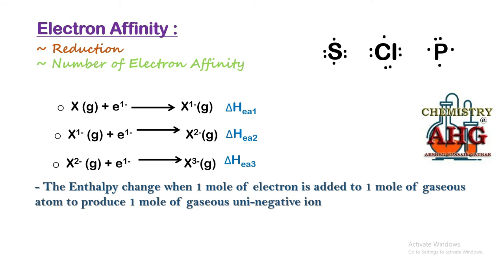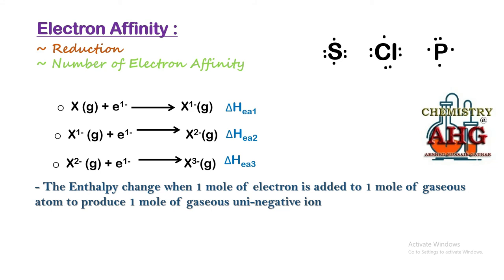I'm telling you the definition for the second electron affinity. It is the enthalpy change when 1 mole of electron is added to 1 mole of gaseous uninegative ion to produce 1 mole of gaseous dinegative ion. And likewise, third electron affinity is the enthalpy change when 1 mole of electron is added to 1 mole of gaseous dinegative ion to produce 1 mole of gaseous trinegative ion. You got it? Great. Okay, moving on.